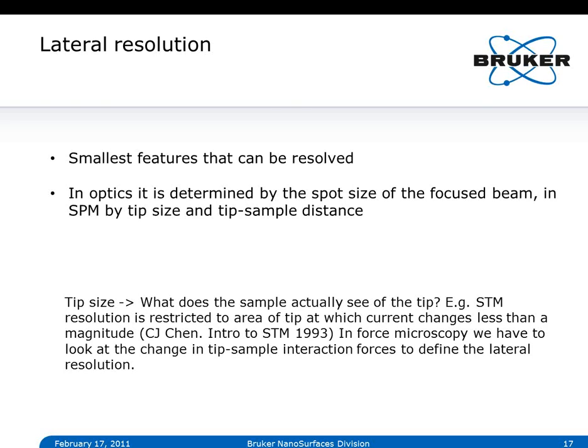Now, it's of course not as easy as it seems, because what does it really mean, tip size? It depends on what your sample actually sees of a tip, because when we look at the drawings of a tip on the Bruker AFM probe website, these tips are rather large. So how do we actually get nanometer resolution? How much of the tip does the sample actually see?